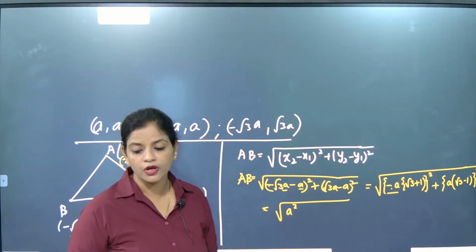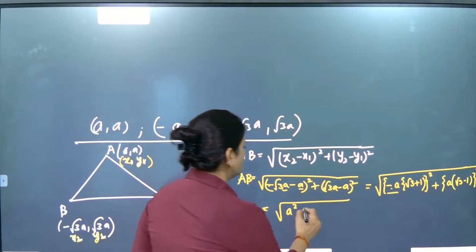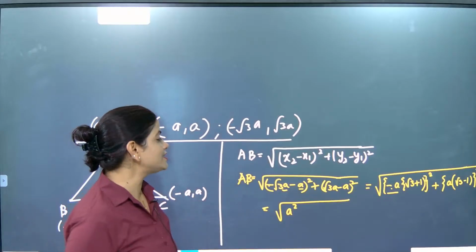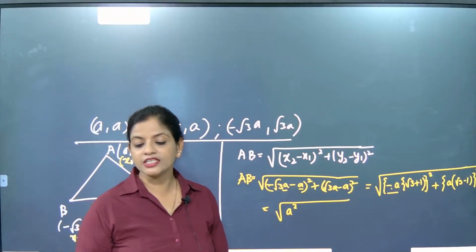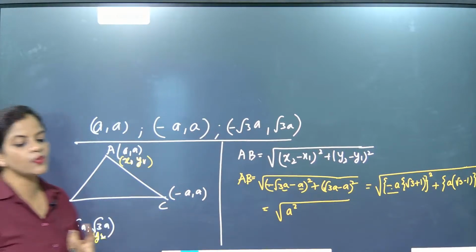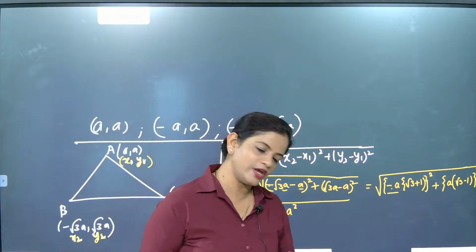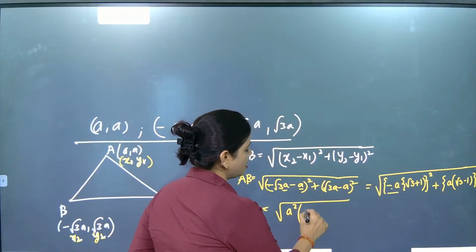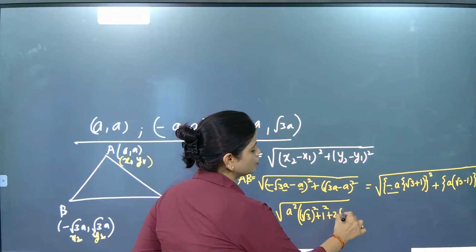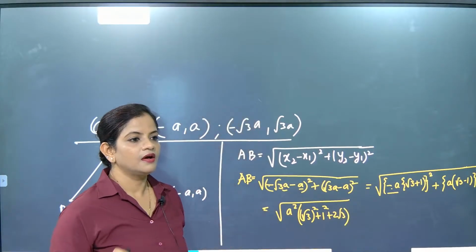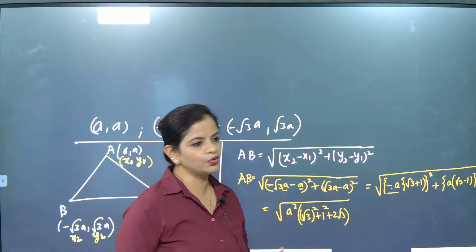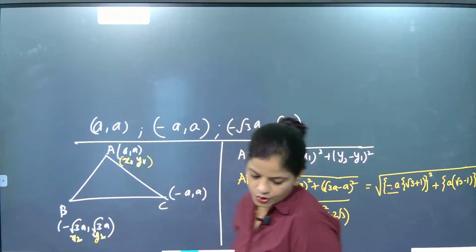What is the formula for root 3 plus 1 whole square? Very good. You need to write the a plus b whole square formula. What is a plus b whole square, beta? a square plus b square plus 2ab. So we will write here root 3 square plus 1 square plus 2 times root 3. Absolutely correct. It will become 4 plus 2 root 3. Done. 4 plus 2 root 3.